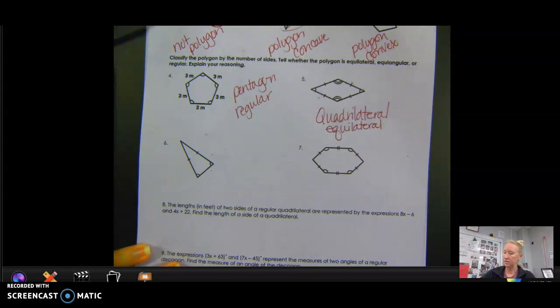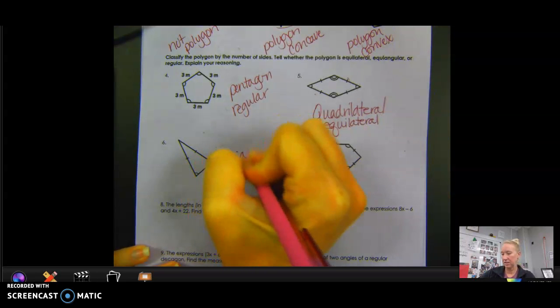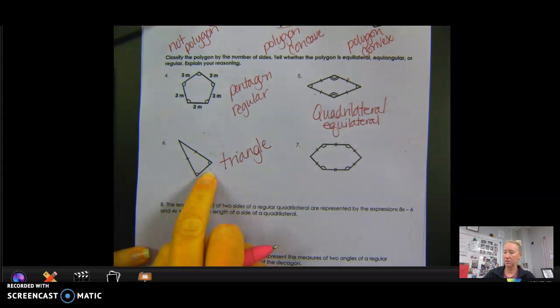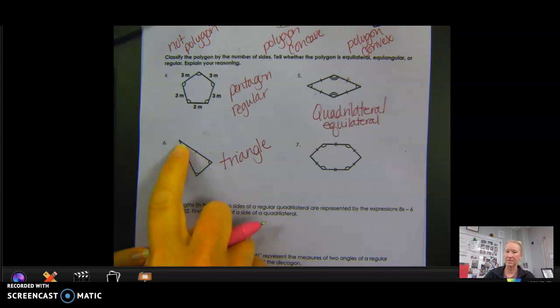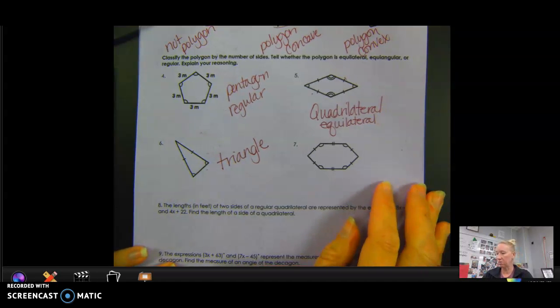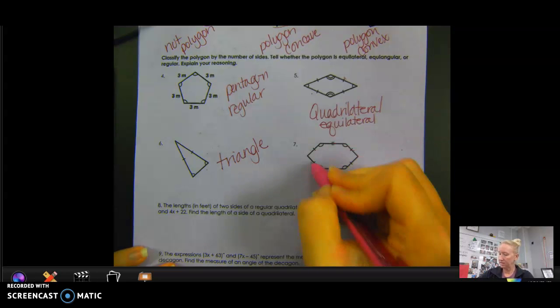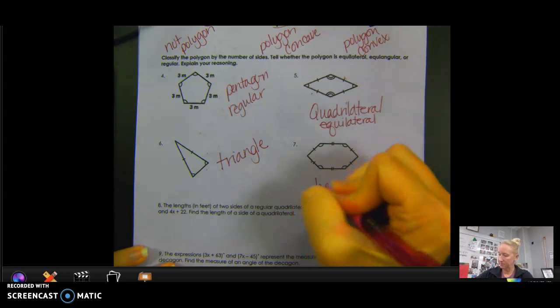Number 6 is a triangle. It has 3 sides. 2 of my sides are equal, but this one's not. 2 of my angles are equal, but this one's not, so it's just a triangle. It's not equilateral or equiangular. Next one, 1, 2, 3, 4, 5, 6, hexagon.